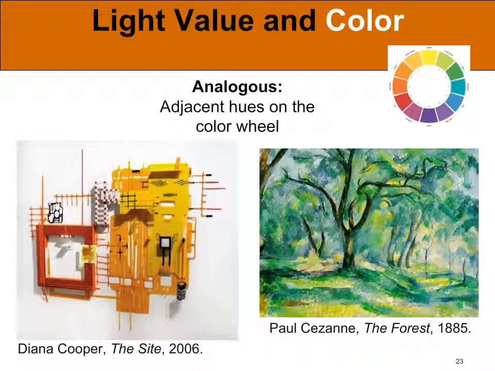So on the left, we see the oranges and reds and yellows, which are next to each other on the color wheel. And on the right, we see the blue and the green used in this particular piece, which is on the right side of the color wheel. These also could be classified as a warm color choice and a cool color choice.